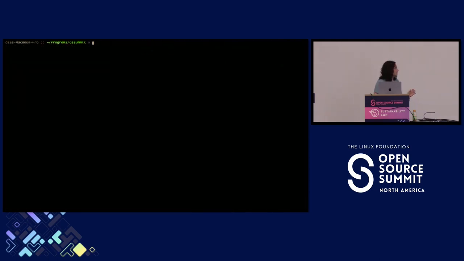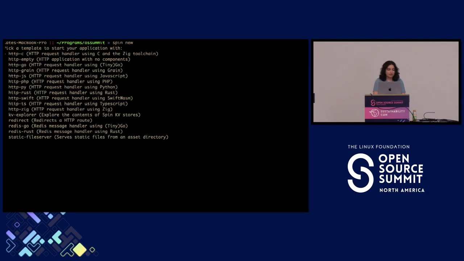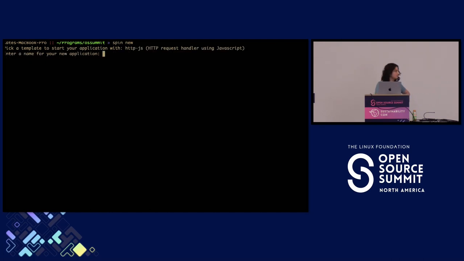So I have Spin downloaded already. Let's see how this is doing on size. I think that's probably okay. And so, like I was saying, spin new. We have all these different languages that we can template out an application in. We'll go with JavaScript because more JavaScript developers than anyone else out there. And we can pick a name for our application. So we can say, hello, Open Source Summit. We'll say, my first Spin app.